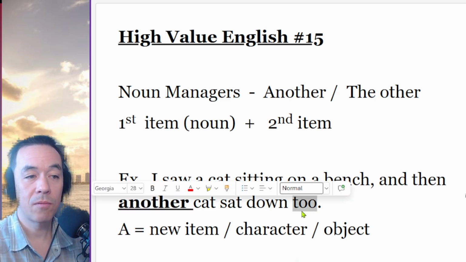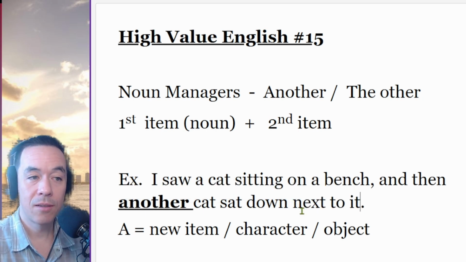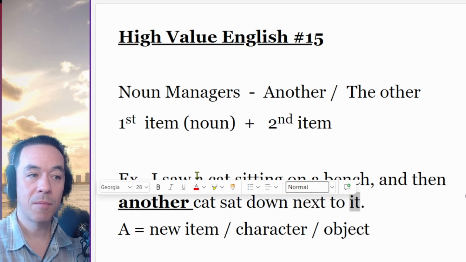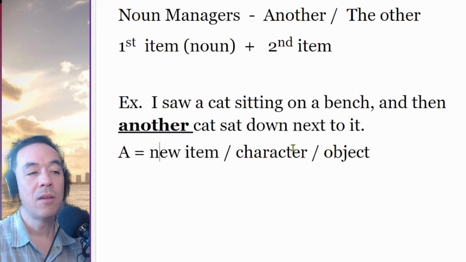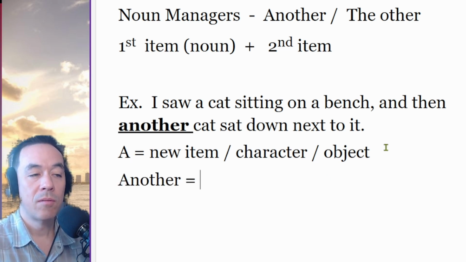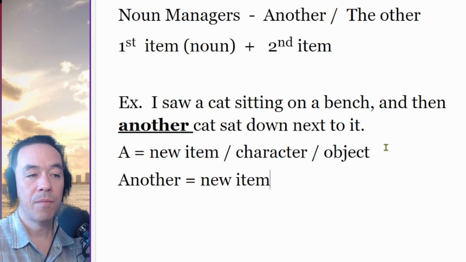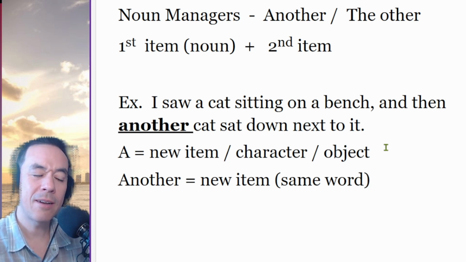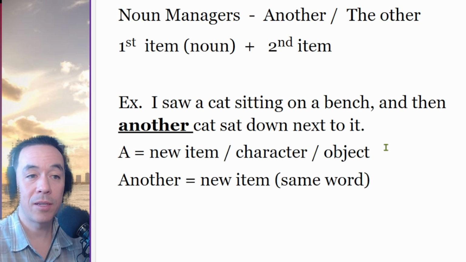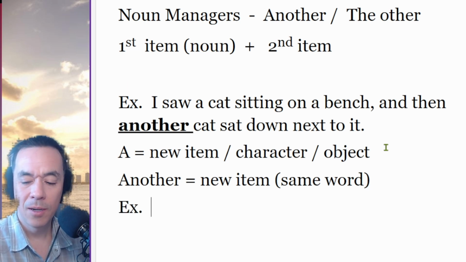We'll say, how about next to it? Now this "it" means the first one, cat number one. So that's how we introduce a new item with "a", but "another" means, again, a new item, but it's the same word. And that's complicated right there. So let me try one. Can I do another one?